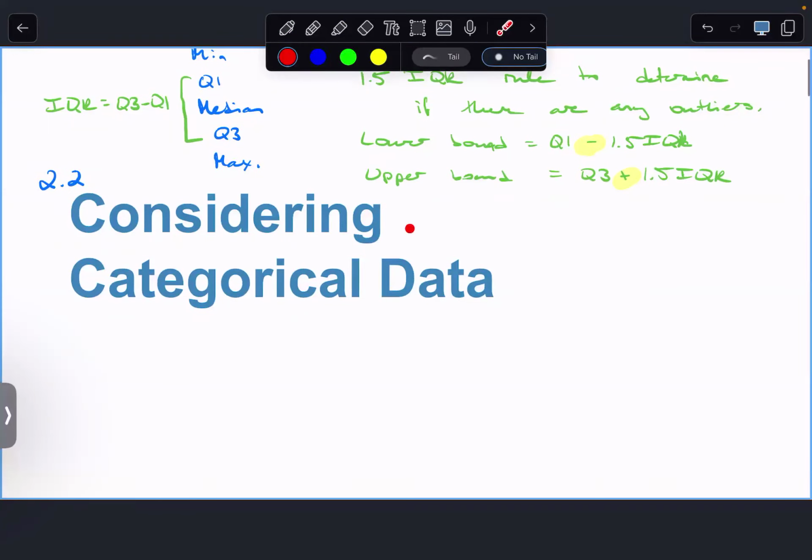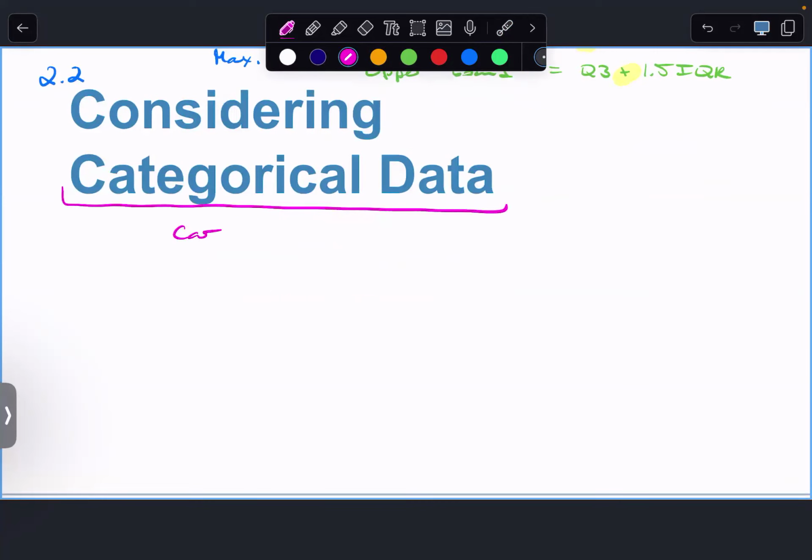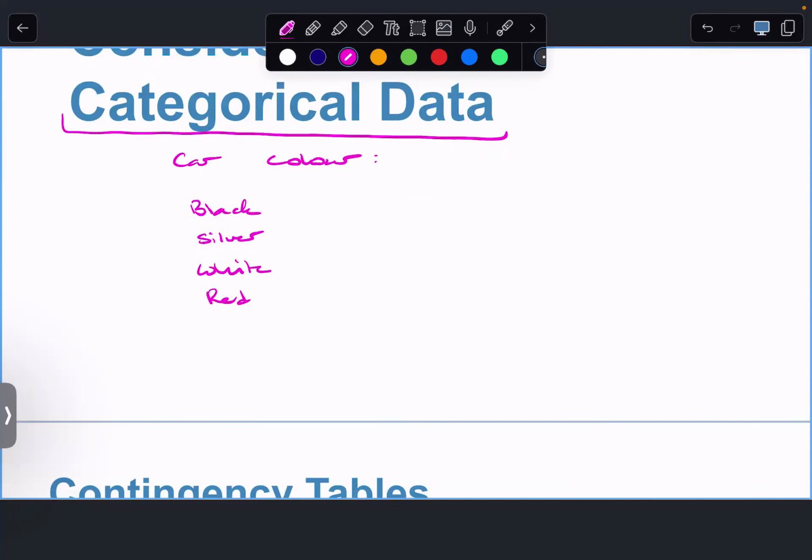And so now categorical data, right? Categorical data, all we have in terms of our data is data that fits into categories, right? What color is your car, right? And so car color is a categorical variable. There are lots of categories. Broad strokes, we could have a black car, we could have a silver car, we could have a white car, we could have a red car, right? And so on and so forth.